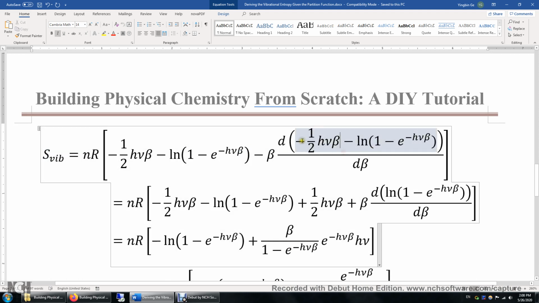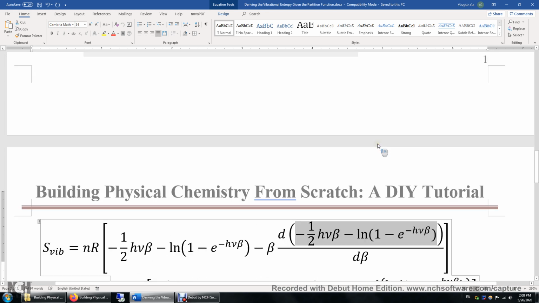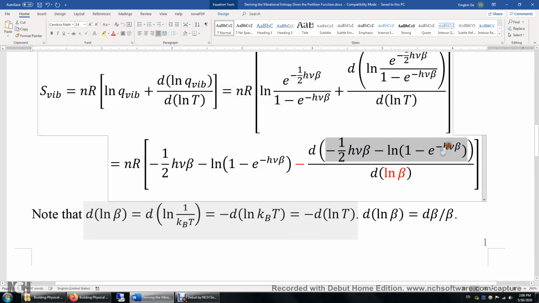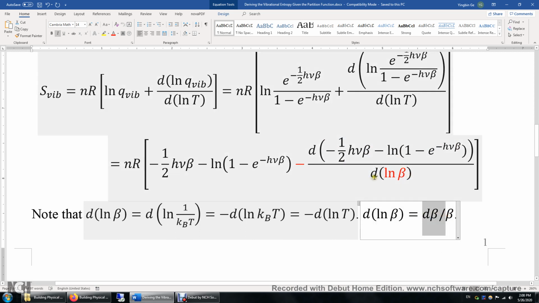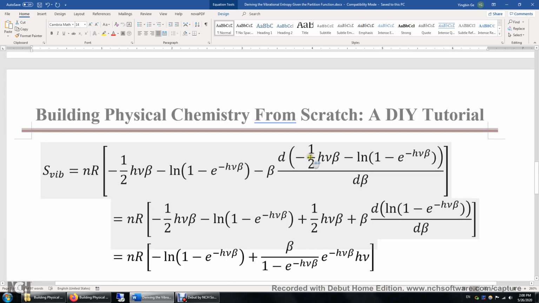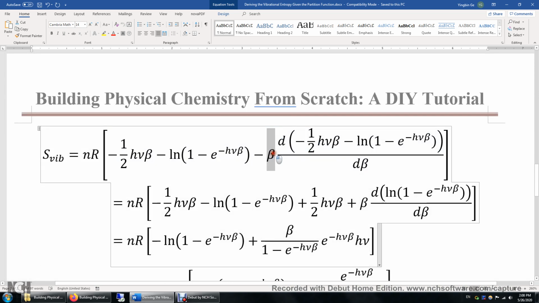So what about the top here? The top here is from, again, here. I just replaced this guy with d beta over beta. Again, this guy is d beta over beta. So this beta appears here because you have d beta over beta on the bottom. Therefore, I just flipped this beta up.